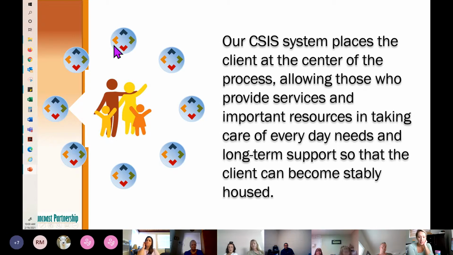We are not working in silos. We need to work collaboratively because what services one agency has may not be the same services another agency has. So as we work collaboratively, we are able to provide those wrap services to prevent and end homelessness.